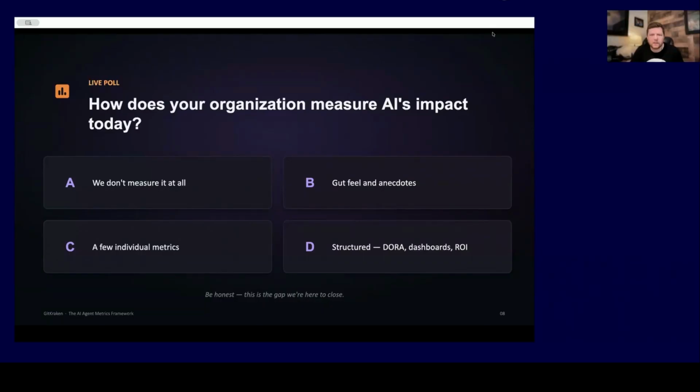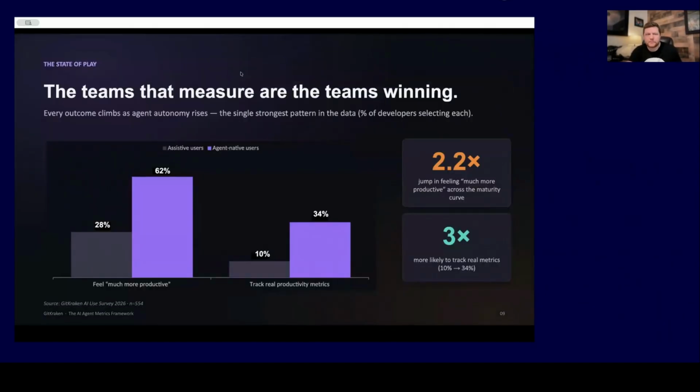Yeah, okay. Really encouraging to see that the lowest one is "we don't measure at all." So that's great. It sounds like many of you are actually starting down this path, which is amazing. So cool. All right, let's go ahead and keep going.